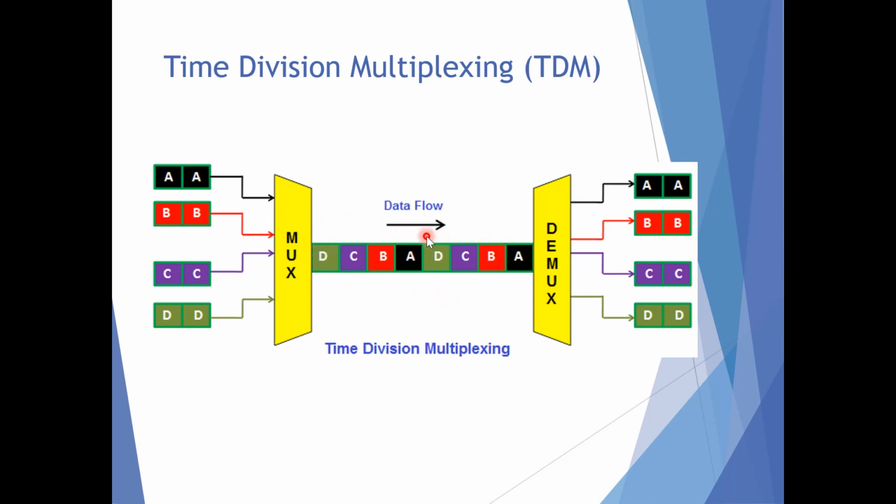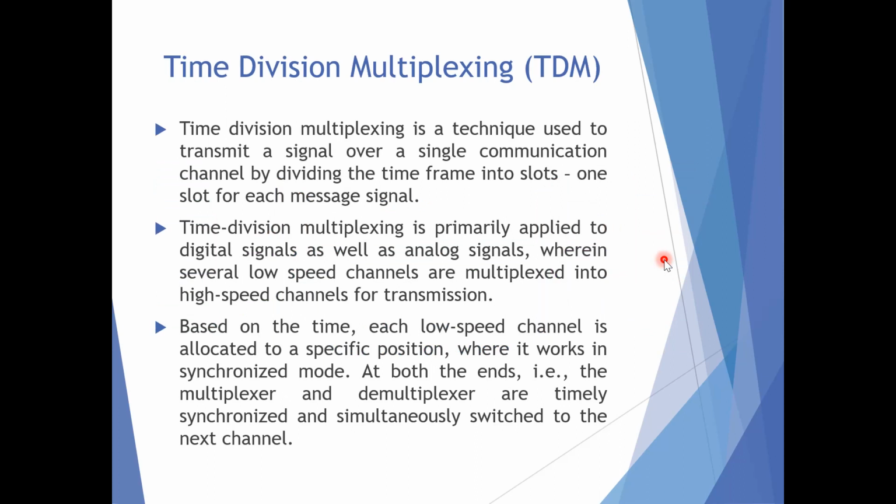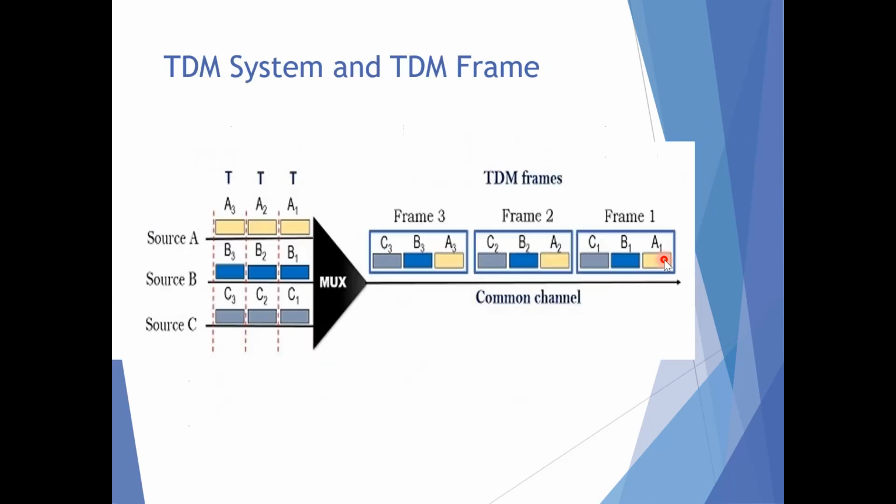Such frames continue as we are transmitting the samples of the signals. At the other side, demultiplexing will be done and we get our signal back. So this technique is used basically to transmit signals over a single communication channel by dividing the time frame into slots, one slot for each message signal. Time division multiplexing is applied to digital signals as well as analog signals, wherein several low speed channels are multiplexed into high speed channels for transmission.